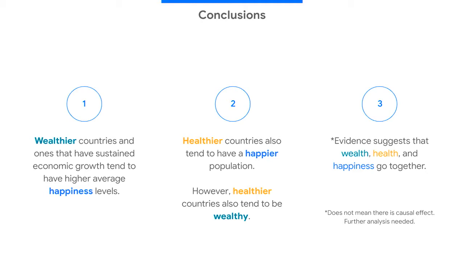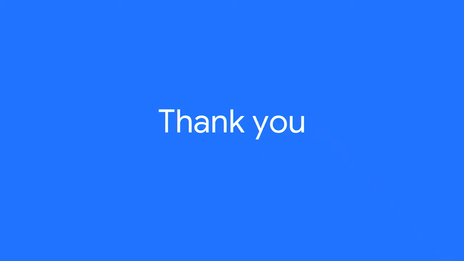It's important to also discuss any caveats or future analysis that needs to be run to answer the questions that may come up based on this analysis. So we have said that the evidence suggests that wealth, health, and happiness all go together, but that does not mean that one causes the other. So there needs to be future analysis to understand any causal effects between them. And then you have your final slide, and this is where questions would come in.